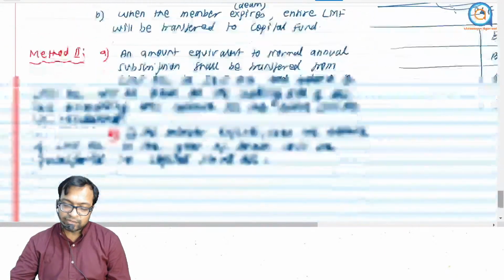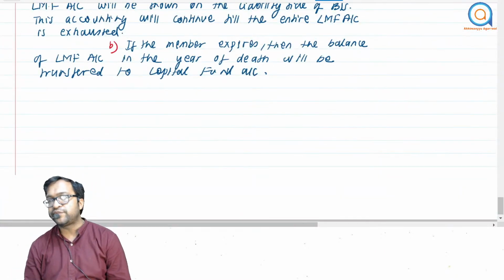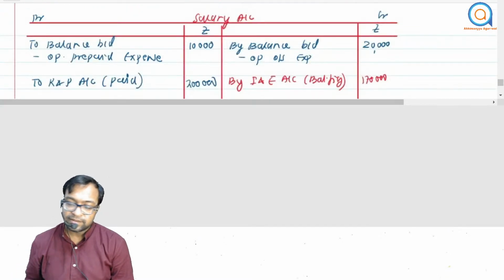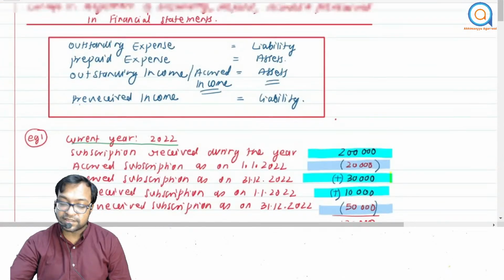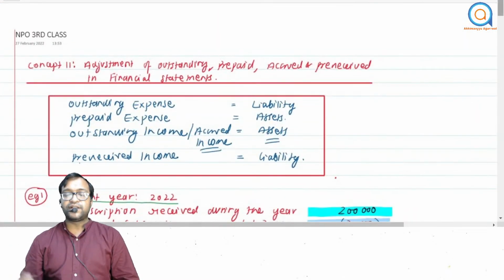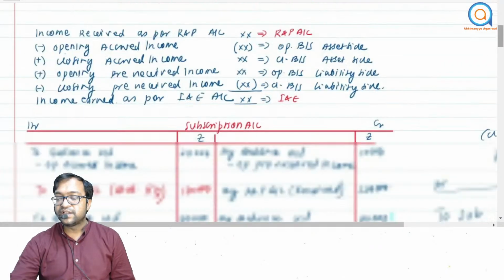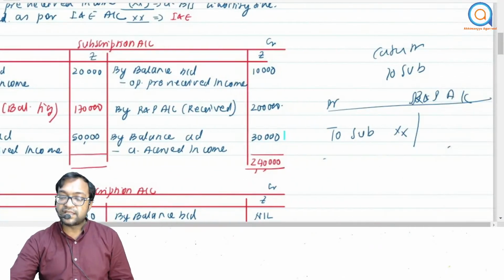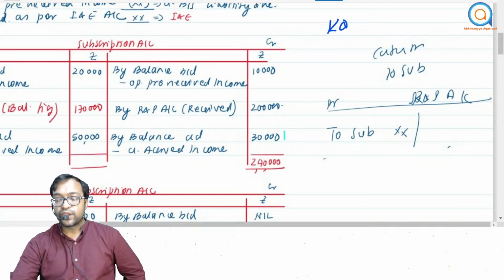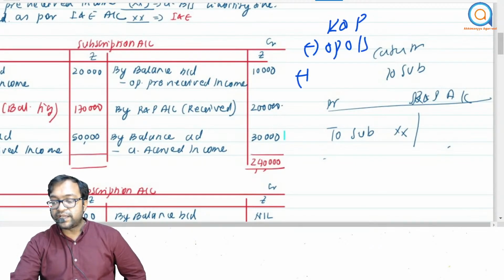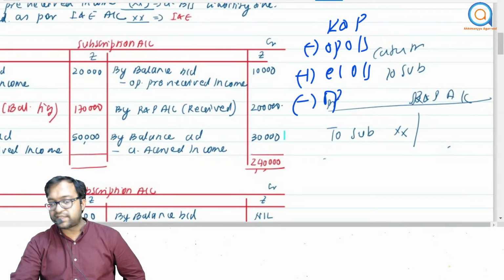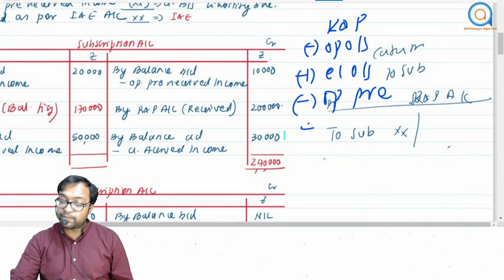So these are the two ways of life membership fees to be adjusted. Correct, sir? Yes, sir. Then, sir, next, there are so many concepts in this chapter. Now, this one, for adjustment of outstanding, prepaid, accrued, pre-receipt, just remember one thing: take the figure from receipts and payments. Opening outstanding should be deducted. Closing outstanding should be added. Then opening prepaid or received should be deducted, and closing prepaid should be added.